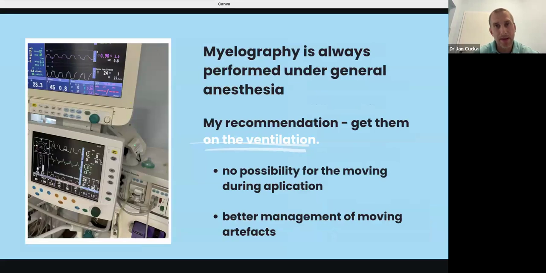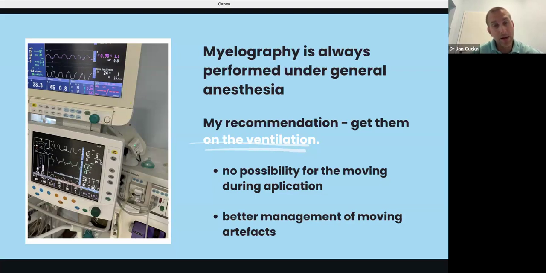So all the cases, or all the patients during which we are performing myelography, they always have to be under general anesthesia. There is no possibility to sedate them just for any application, but it's necessary they have to be under general anesthesia. They have to be well monitored. So on the screen on the left side, you can see our anesthetic machine with all the stuff which we are monitoring.